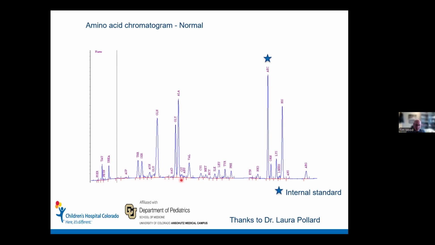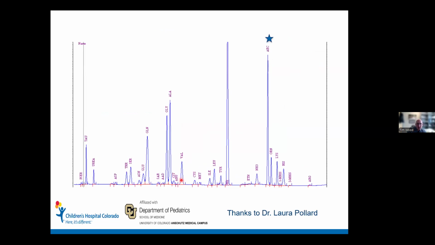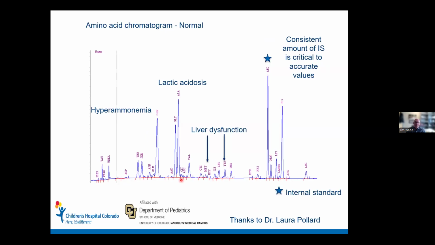So what can we use this to diagnose? First of all, we're putting in the same amount of internal standard into all of these, and that allows us again to make a direct comparison. You see elevations in glutamine that can be associated with hyperammonemia. Elevations in alanine and proline can be associated with lactic acidosis. You see elevations in methionine and tyrosine, they can be associated with liver dysfunction. So those are some of the common things.